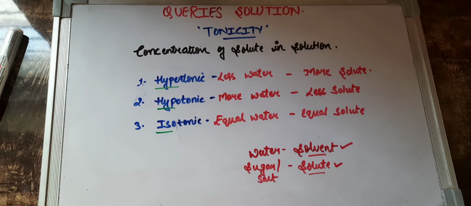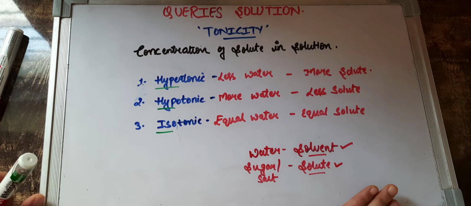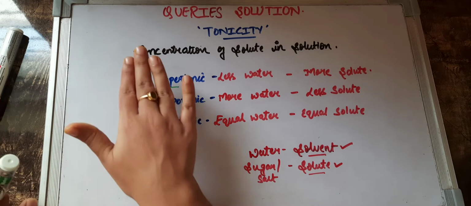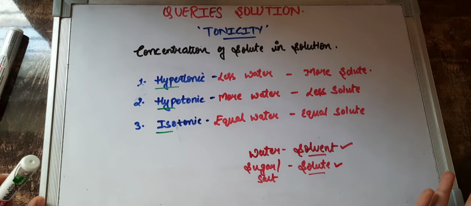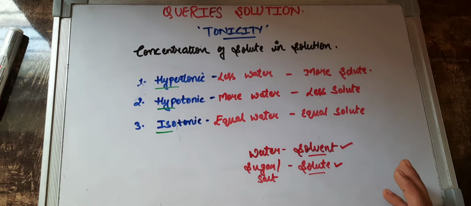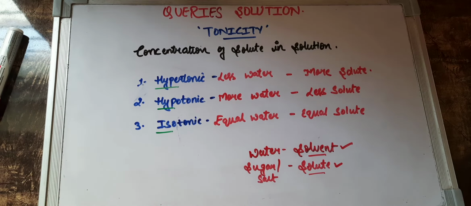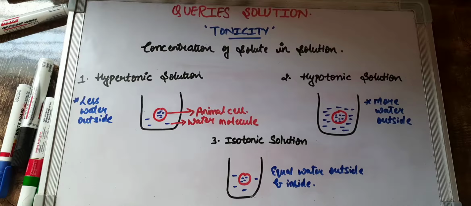Now, in our session children for today, we are going to see what will happen if we place an animal cell in three different types of solution. And then I will also tell you what will happen if I place a plant cell in all these solutions. So this is what we are going to learn today. Now pay attention, focus, and do watch the video completely.